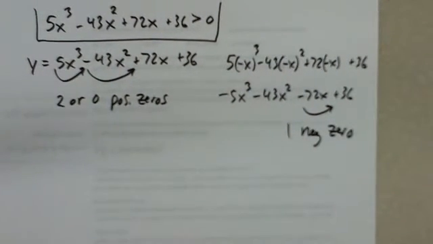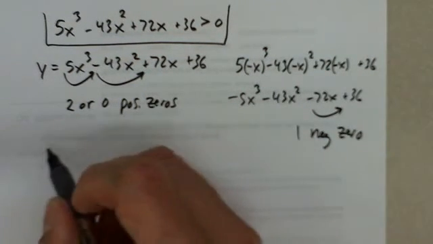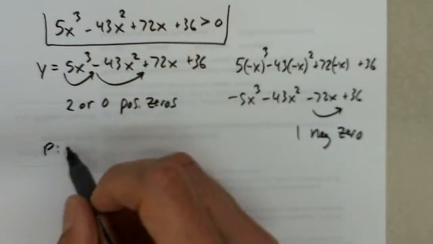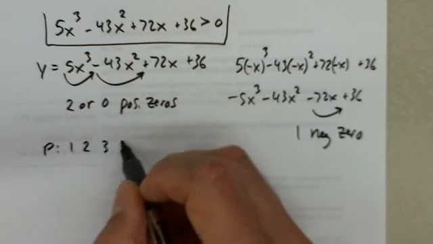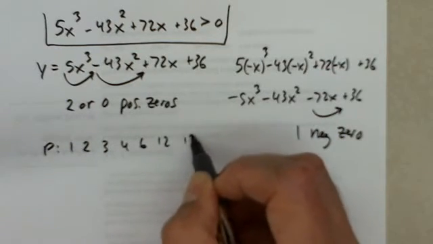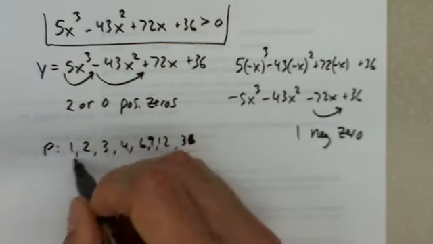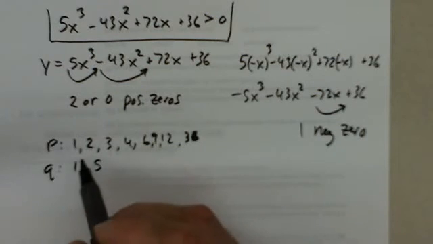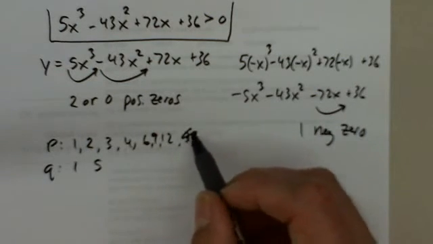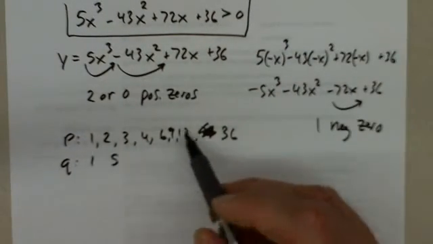All right, and let's look for the possible rational zeros, and that's P over Q. P comes from 36, and we'll go 1, 2, 3, 4, 6, 12, 36, and I forgot 9 is in there too. Q, the factors of 5, and then we'll have all of these numbers over 1, and then all of these numbers over 5.